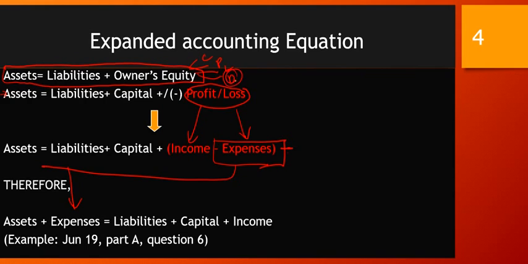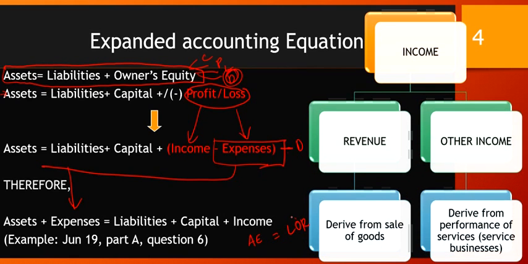Drawing ni termasuk dalam expenses. So jadilah short form dia NOR. Asset plus expenses equal to liabilities plus owner's equity plus revenue. Revenue or income is the same lah, because income can be classified into revenue and other income. Income consists of revenue and other income.